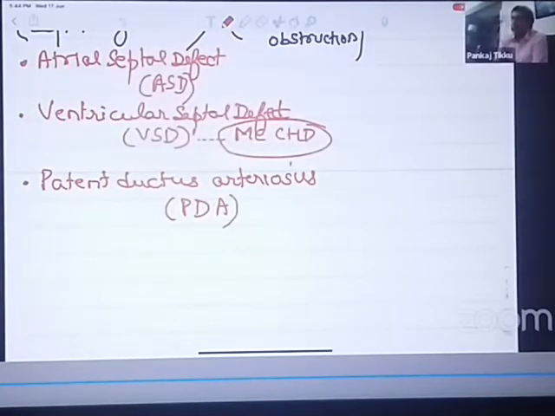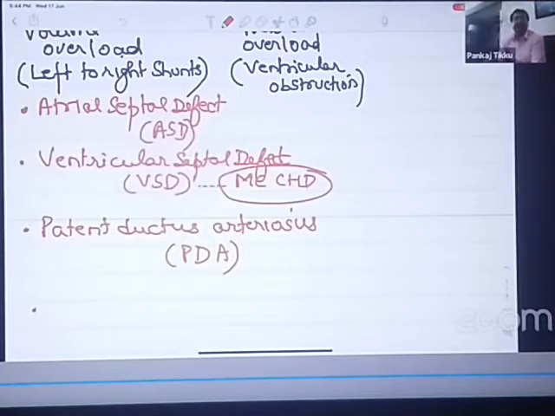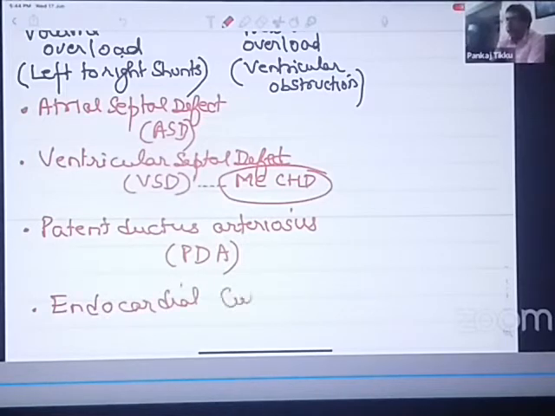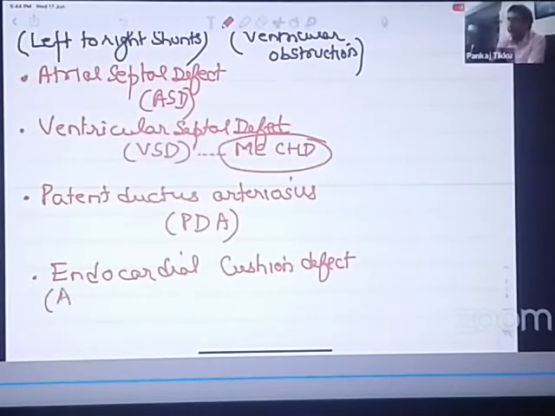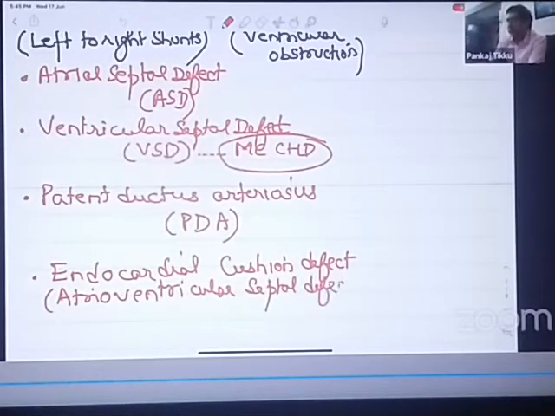So PDA, the fourth which comes under this category: atrial septal defect first, ventricular septal defect second, patent ductus arteriosus third, and the fourth which comes under this category is known as an endocardial cushion defect. It is also known as atrioventricular septal defect.